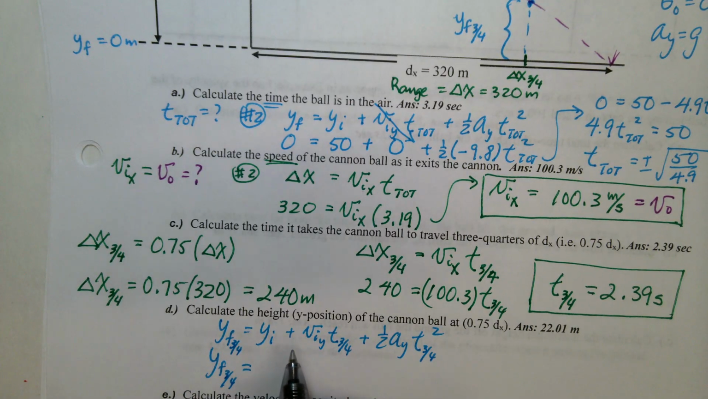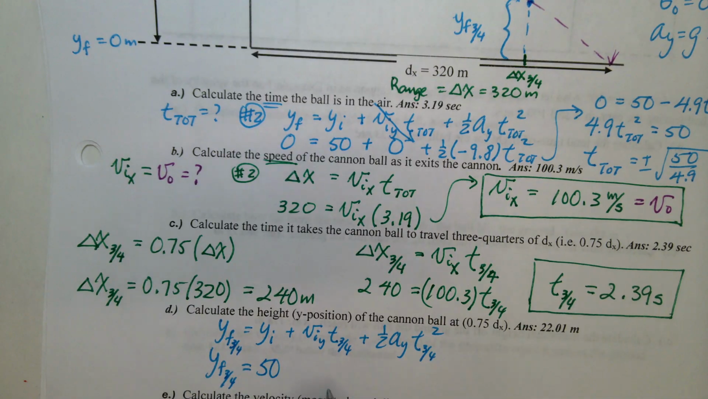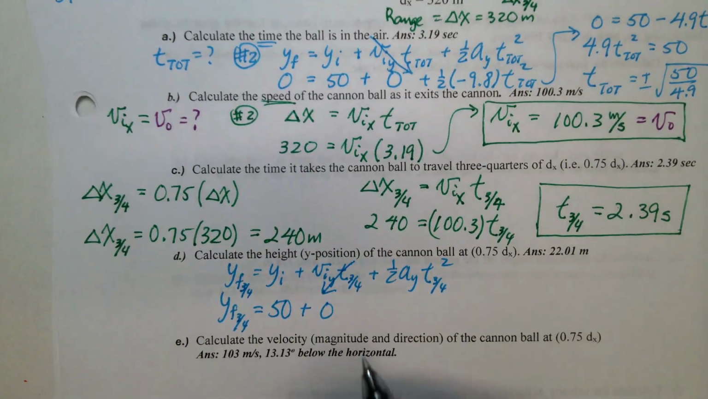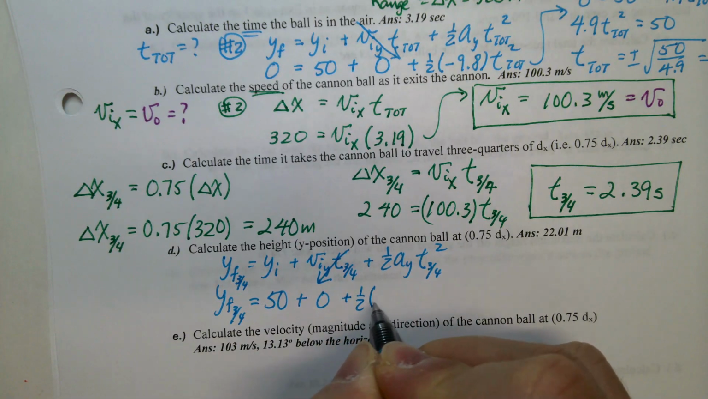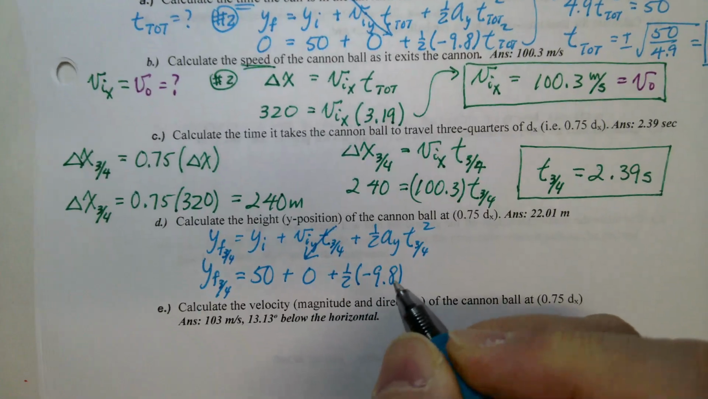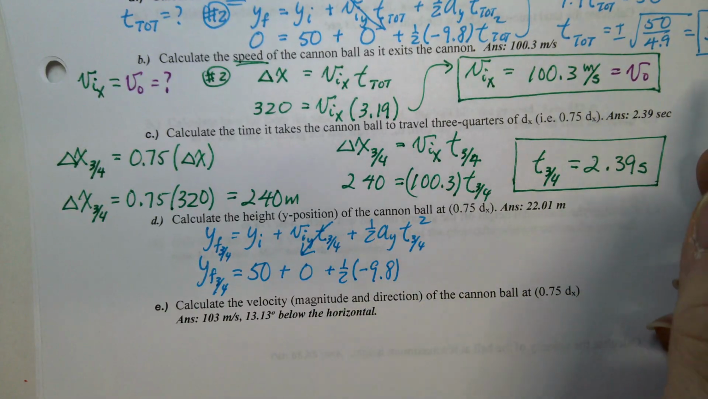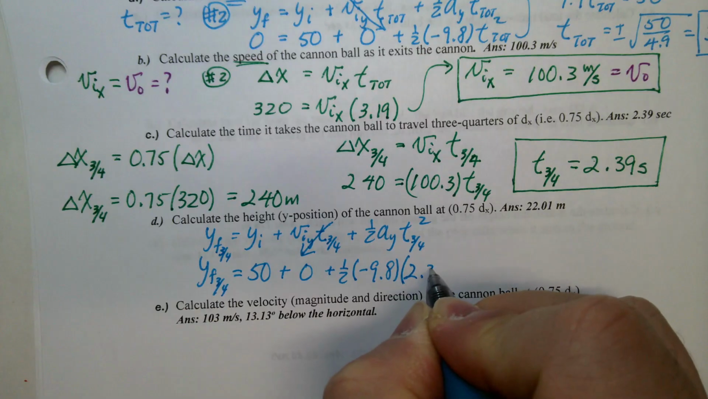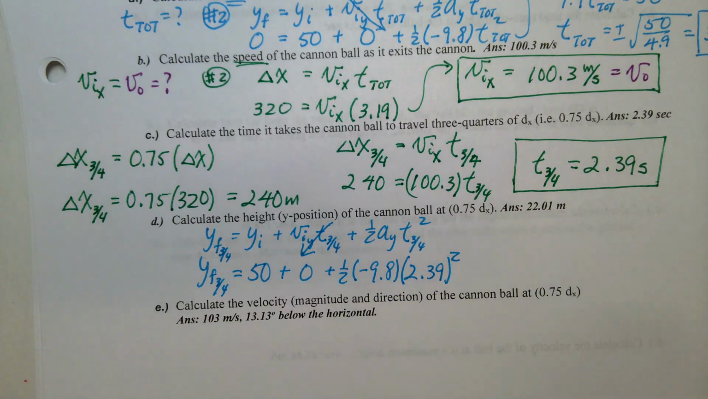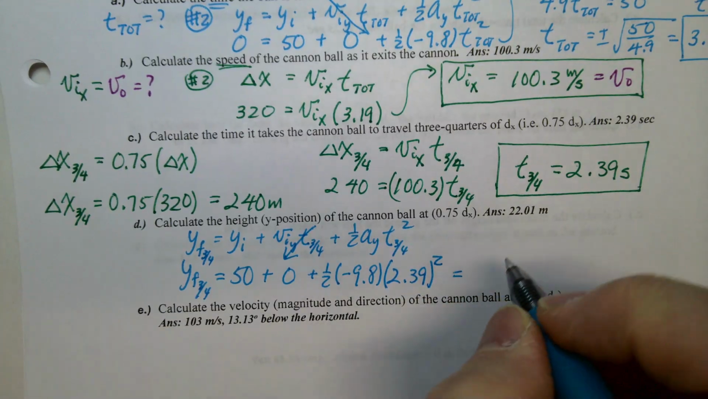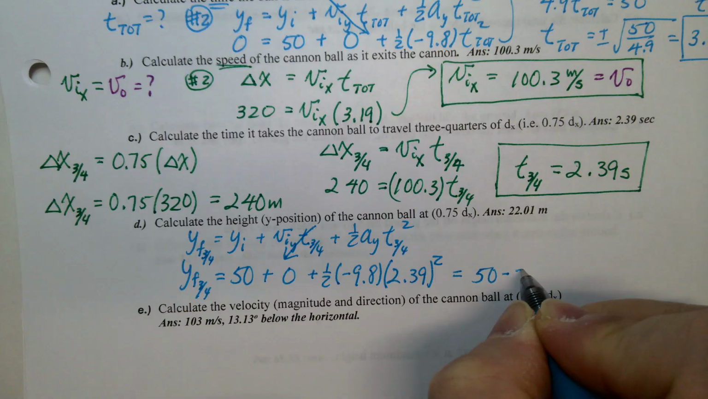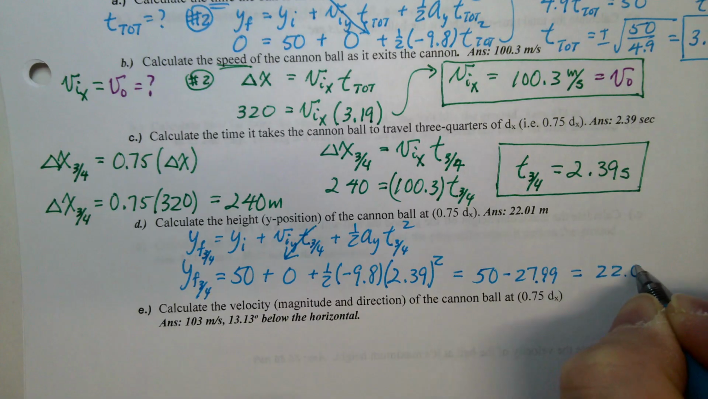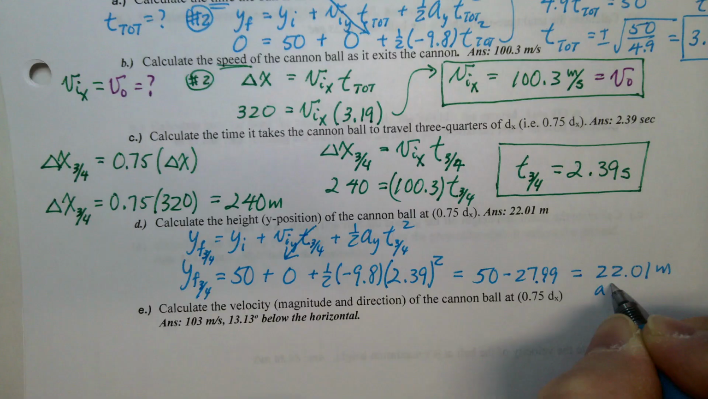And that is equal to y initial is 50 plus 0, because initial velocity y is still 0, plus 1/2 times negative 9.8 times your t at 3/4, which is 2.39 seconds, right? So 2.39 squared is what you have. So this turns into simply 50 minus 27.99, and that is equal to 22.01 meters above ground.